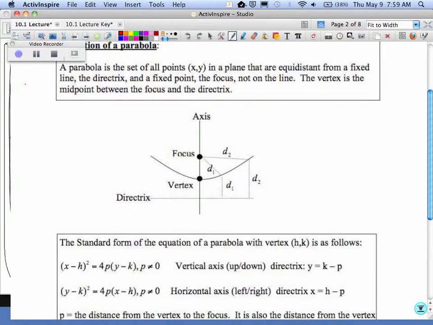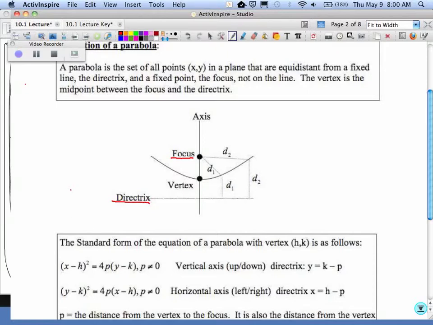a fixed point, folks. So there's a bunch of math mumbo jumbo. The things that we're adding today are what we call the directrix and the focus. Now the idea is, why do parabolas have the shape that they have? Why are they sometimes kind of wide, or sometimes they're tall and skinny, if you will? And it has to do with the relationship between what we call D1 and D2.